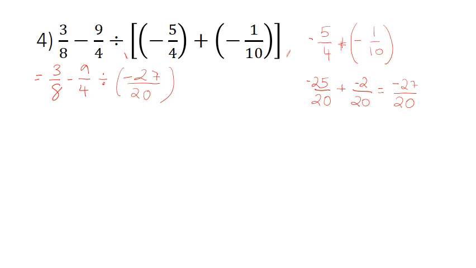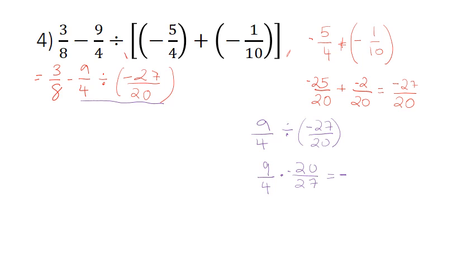Alright, the next most powerful operation we have here is division. So now I'm looking at this part of our question here. 9/4 divided by negative 27/20. Now, to divide, we're actually going to multiply. So we have 9/4 times the reciprocal of negative 27/20, which would be 20/27. Now here we have one positive and one negative, which means our product is going to be a negative number.